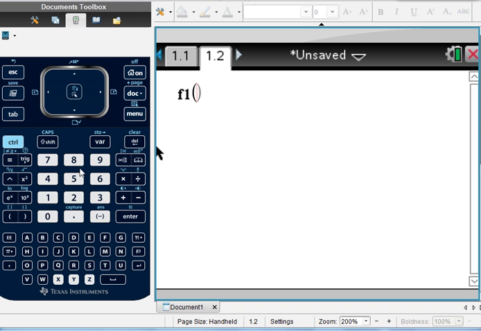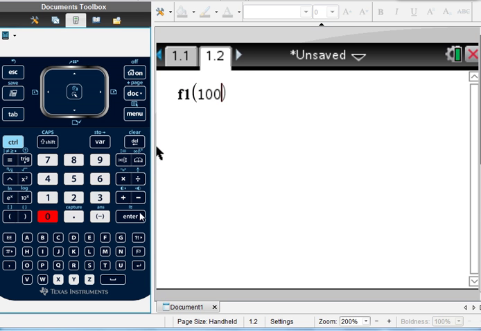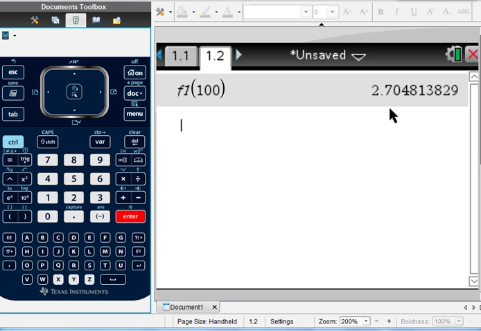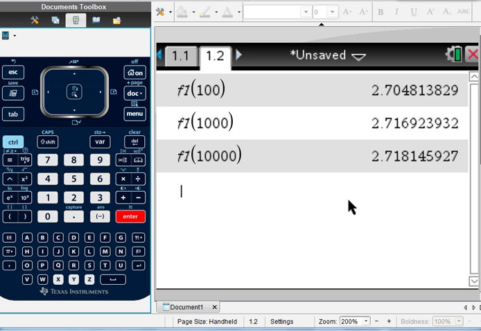Some big number. Let's say we plug in 100 for n. Okay, we get 2.704. What if we plug in 1,000? What if we plug in 10,000? So you can see the value we're getting closer and closer to right there is actually e. So that's what this limit equals. It's e.